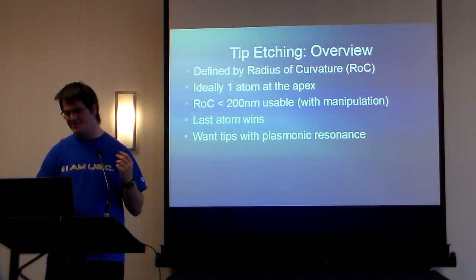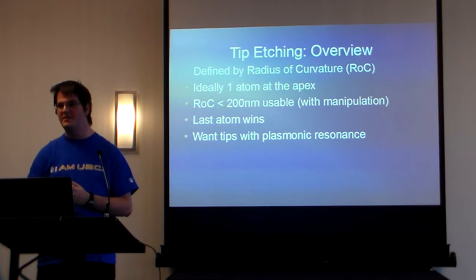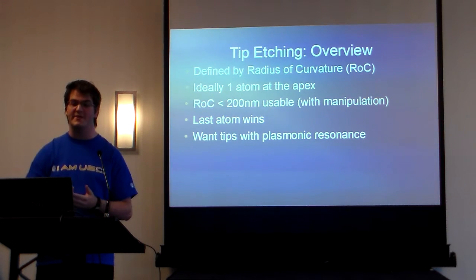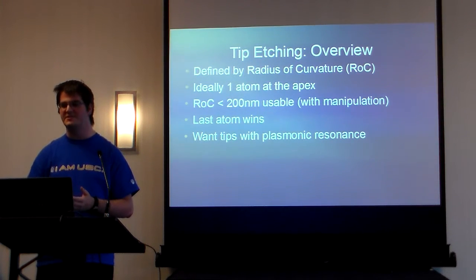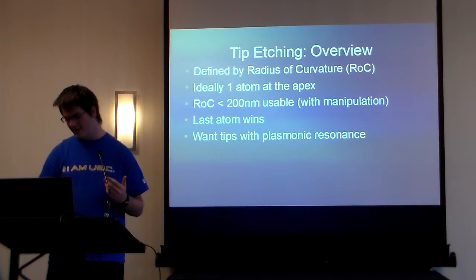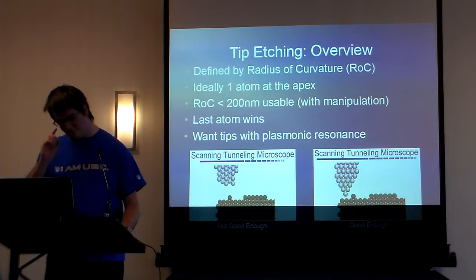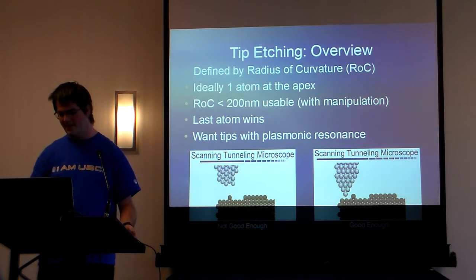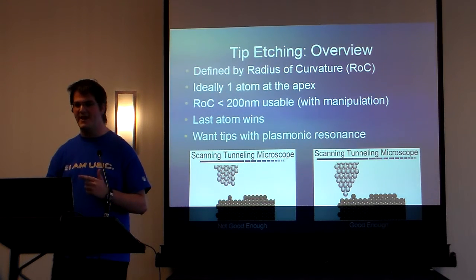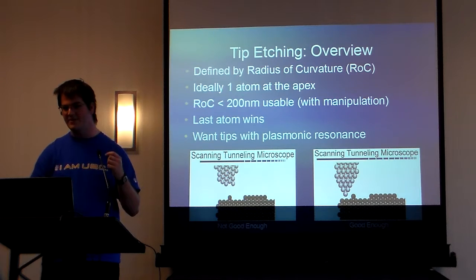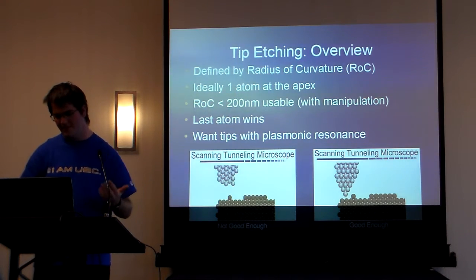And you want these tips to have a plasmonic resonance, which is why we use silver, because silver will have this photon interaction about 1 in every 1,000 times, whereas tungsten, which is the standard for tip etching, has about 1 in every 10,000 times. And the other thing is, when you're scanning something that's only one atom, you need a tip that's only one atom, or else you won't be able to resolve it. So the things you're resolving have to be larger than your tip.